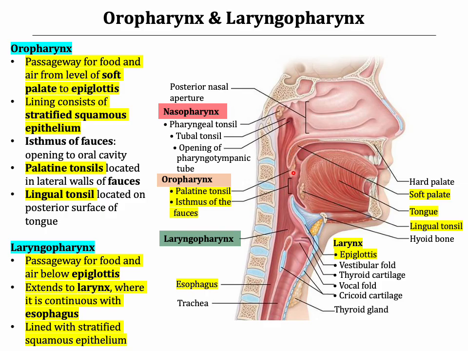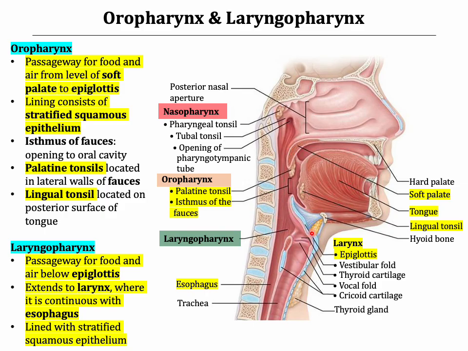We have palatine tonsils located with the soft palate, and lingual tonsils associated with the tongue, right, standing guard against infection. The laryngopharynx is associated with the larynx, or the voice box, here, also lined with stratified squamous epithelium. And this is a very important transitionary point for food and air.